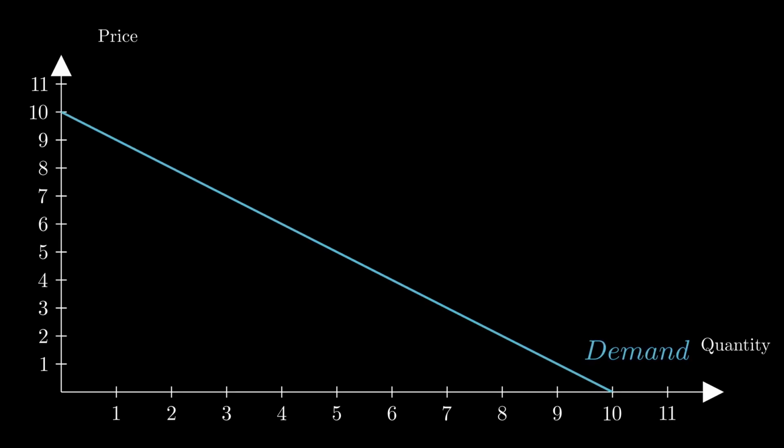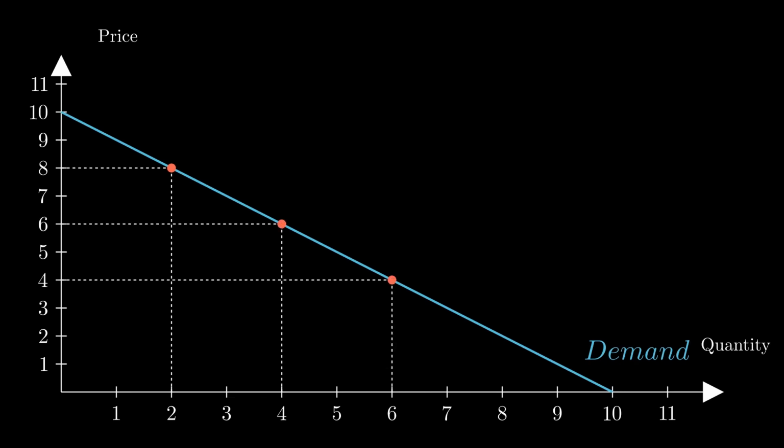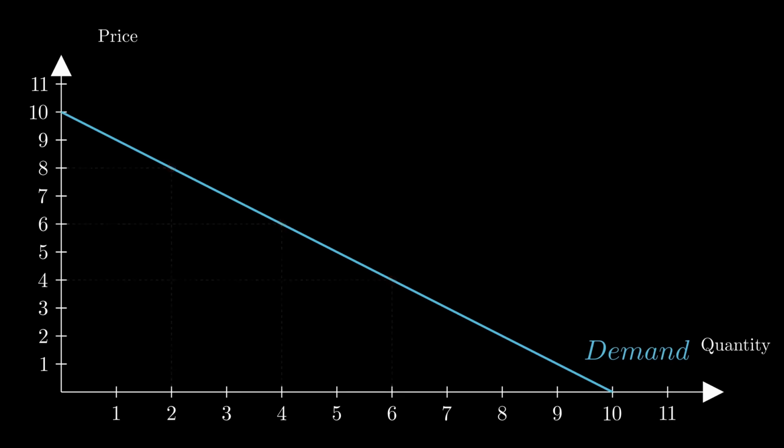In simple terms, demand is how much of a product or service people want. You'll notice that the demand curve is downward sloping. At a price of 8, customers want 2 bottles of spice. At 6, customers want 4. And at 4, customers want 6. Intuitively, this makes sense. The cheaper the good, the more that's demanded.